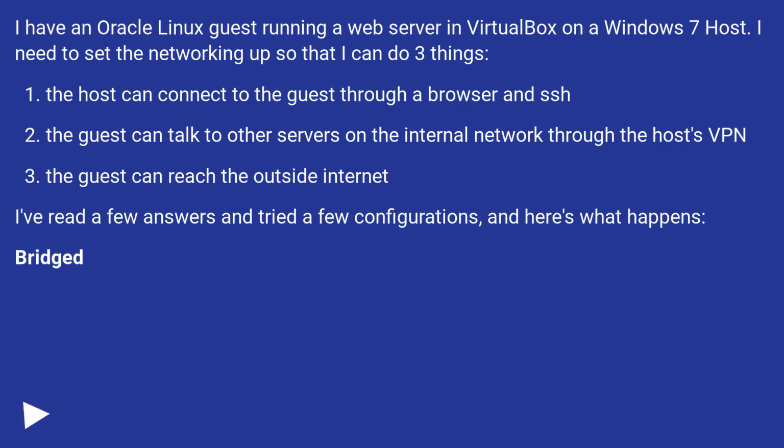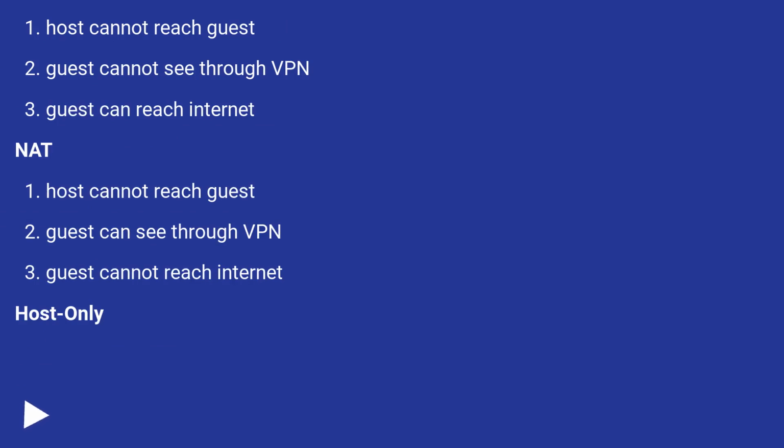I've read a few answers and tried a few configurations, and here's what happens. Bridged: host cannot reach guest. Guest cannot see through VPN. Guest can reach internet. NAT: host cannot reach guest. Guest can see through VPN. Guest cannot reach internet.